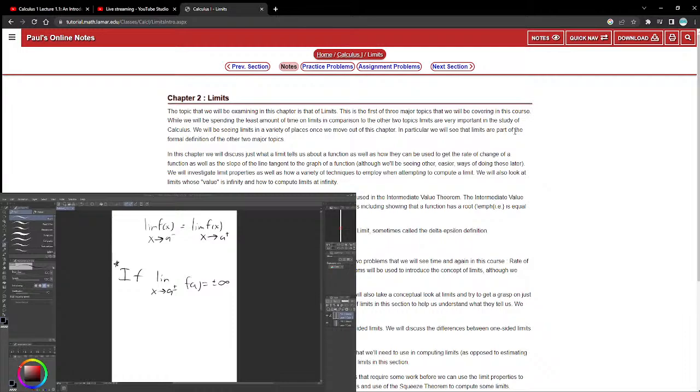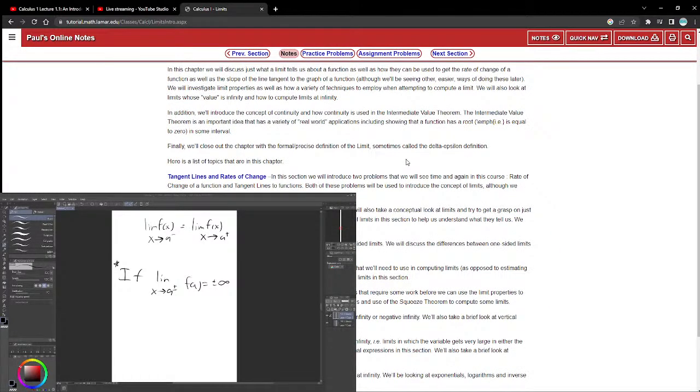Now, continuity is used in the intermediate value theorem. The intermediate value theorem is an important idea that has a variety of real-world applications, including showing that a function has a root, that is, is equal to 0, at some interval. Finally, we'll close out the chapter with the formal, precise definition of the limit, sometimes called the delta epsilon definition. Here's a list of topics that are in this chapter.